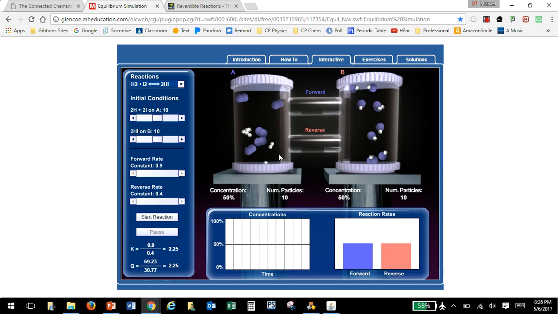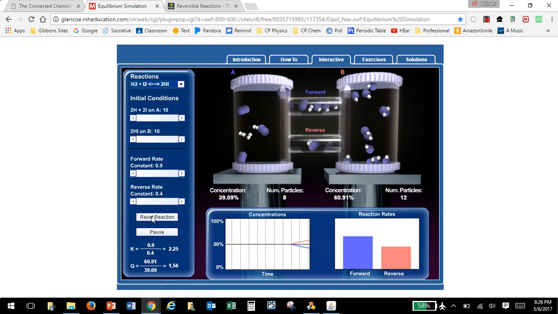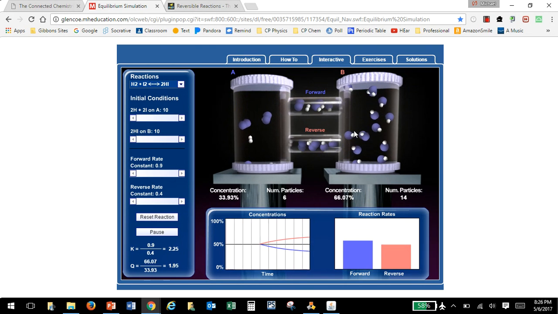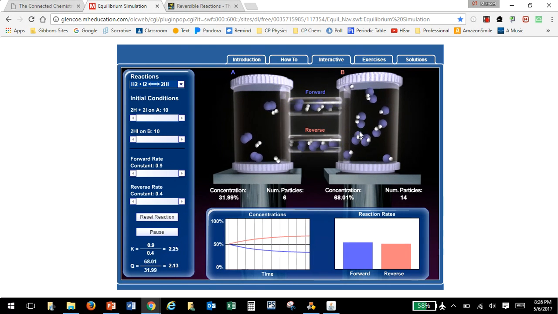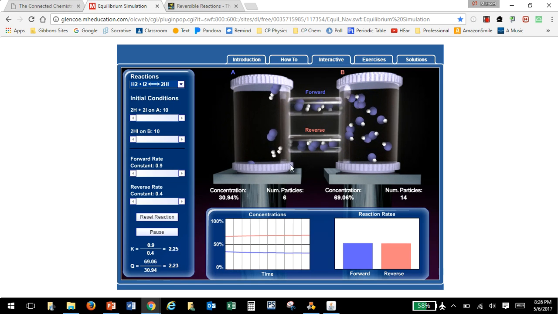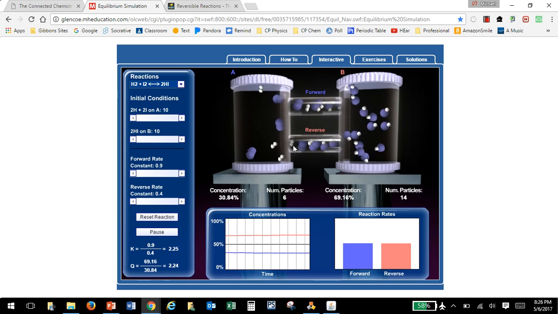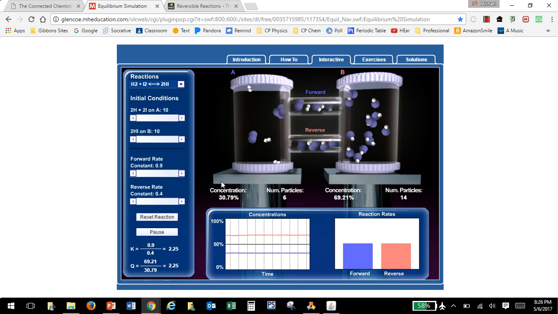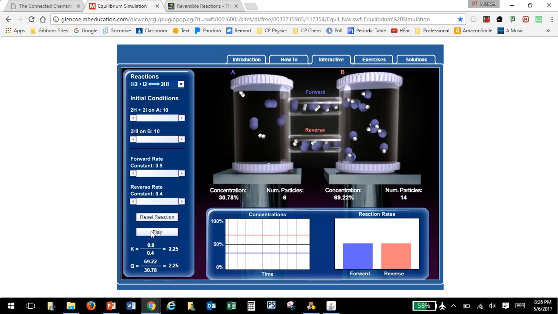So here we have a certain 50-50 ratio, but as we start the reaction, some of it will go to product, and product will form, and then after a while, some of that product will go back to reactant, and then the reaction will have the same ratio, even though some stuff is coming back and some stuff is going forward. And I don't love this thing, but it was the best I could find.